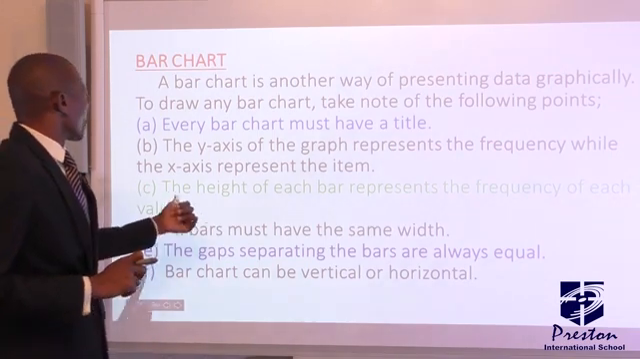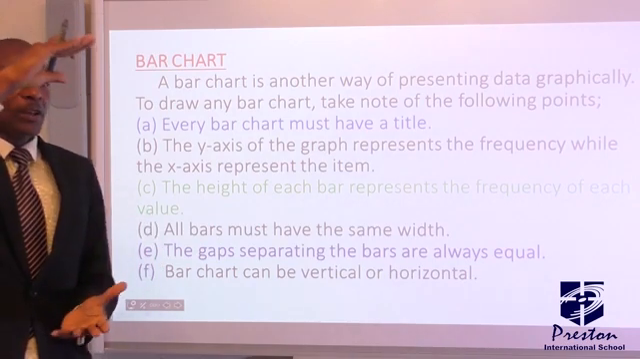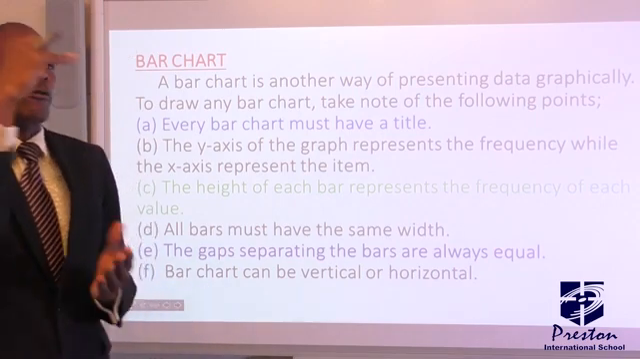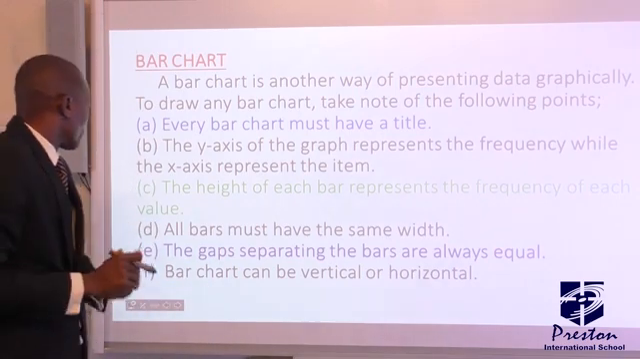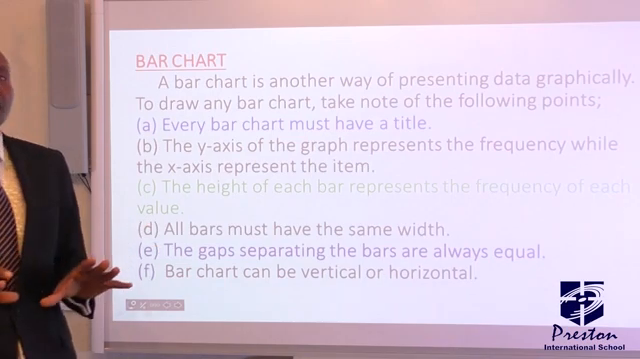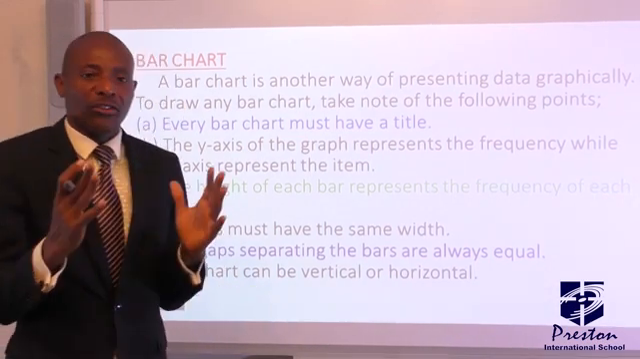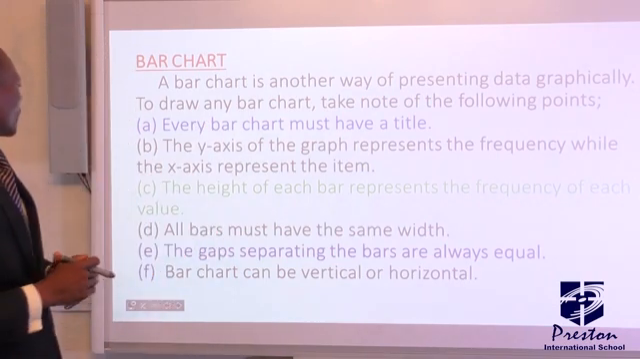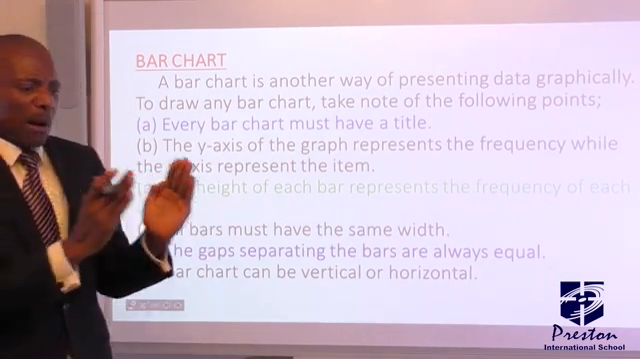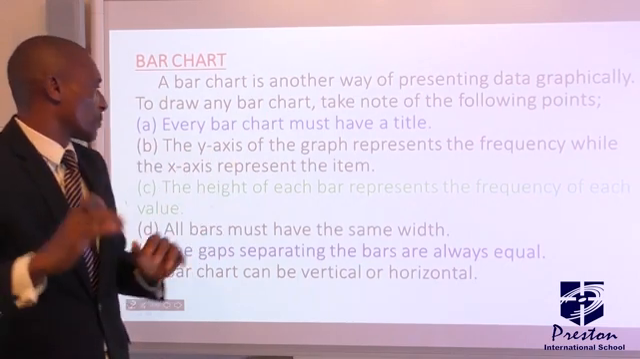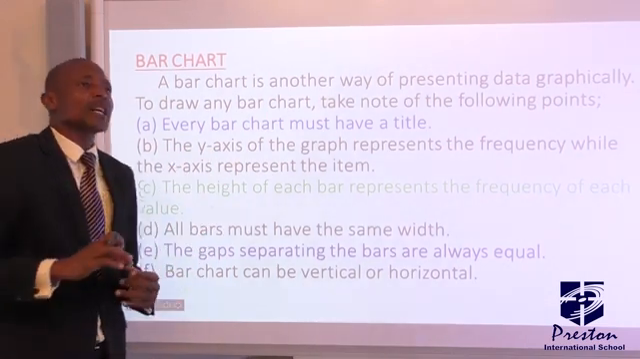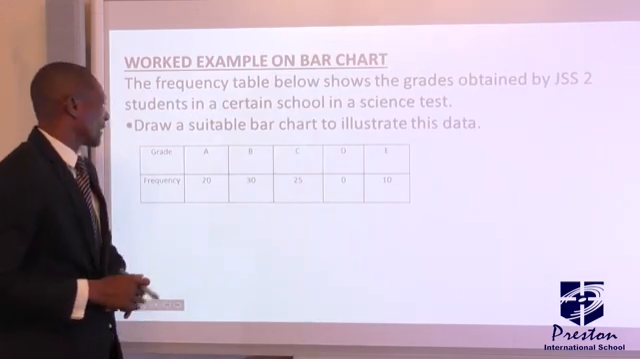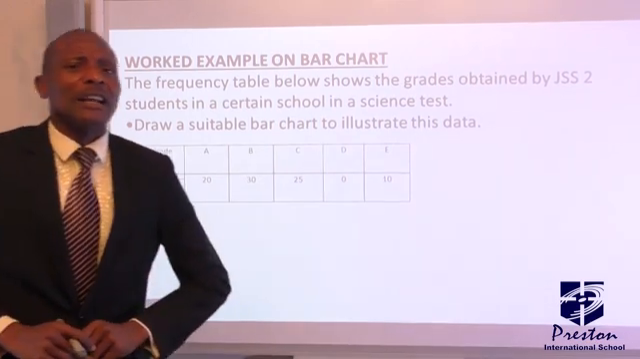C. Take note that the height of each of the bars represents the frequency of each value given to you in the data. D. All bars must have the same width. Every one of them must have the same width. Okay? And the gap separating one bar from the other must be equal across the board. And the last thing, a bar chart can either be horizontal or vertical.